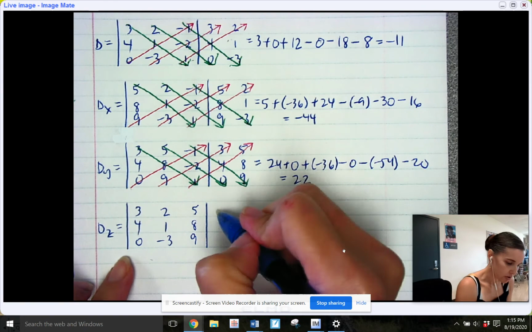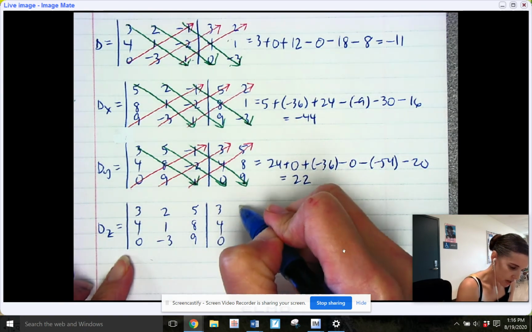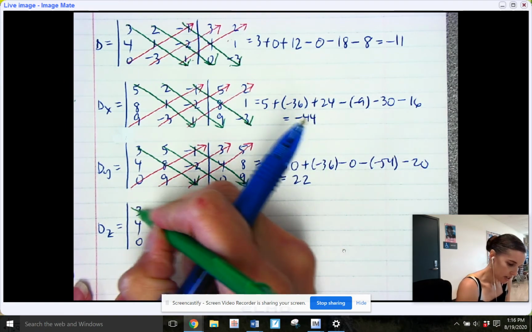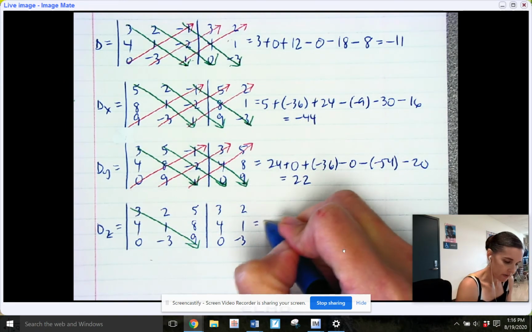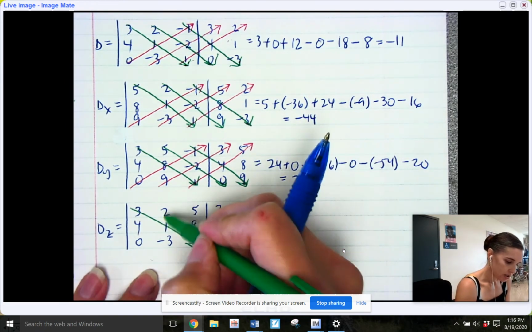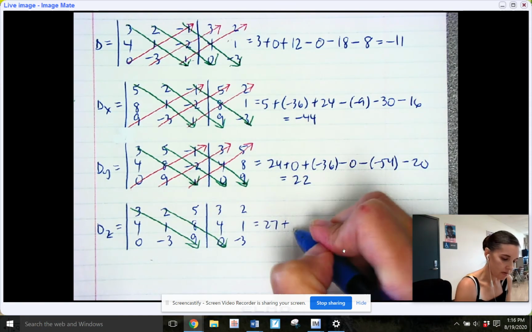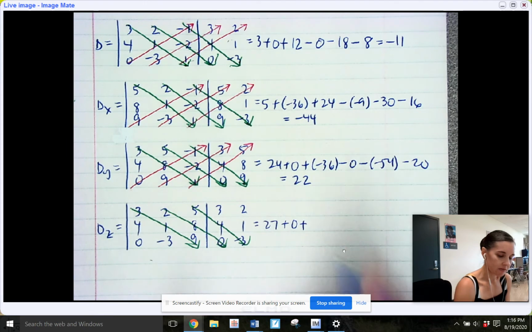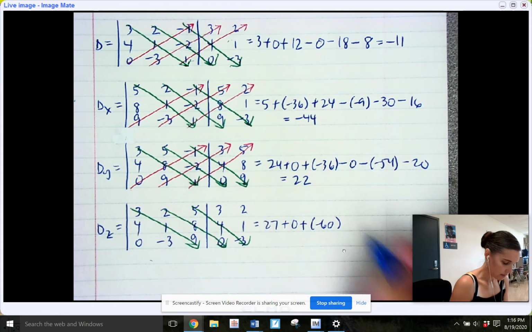So we write the first two columns. So we got a 3, 4, 0. We got a 2, 1, negative 3. All right, 3 times a 1 times a 9 is a 27, plus 2 times an 8 times a 0 is a 0, plus 5 times a 4 times a negative 3 is a negative 60.